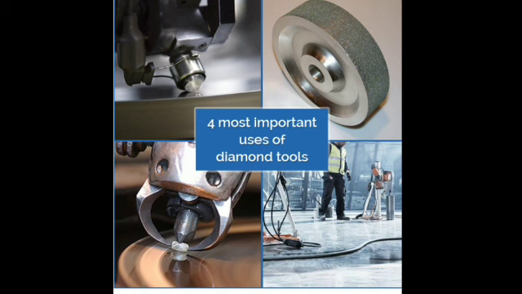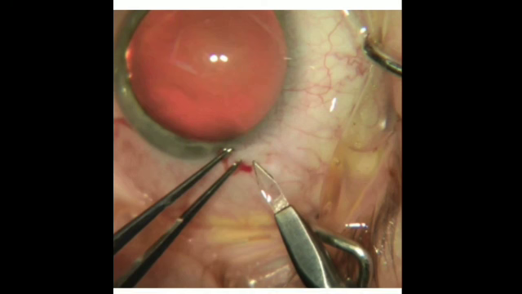Then it is used in surgery also, that is, sharp edge diamonds are used by eye surgeons as a surgical tool to remove cataract from eyes. This is the picture of eye surgery. You can see here the diamond tool is used to remove cataract from eyes. Is that clear?